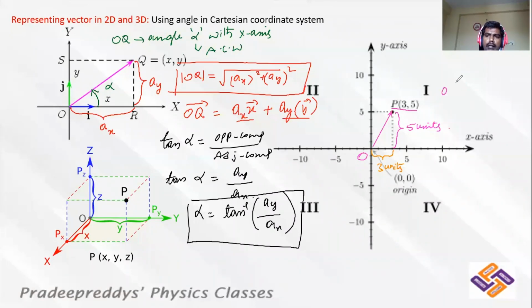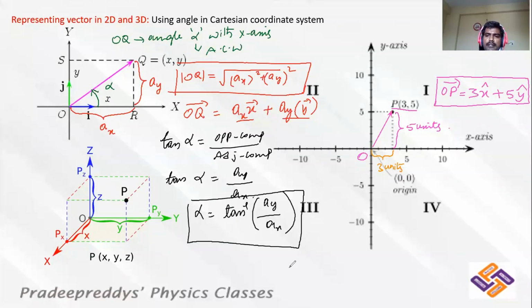Now, how do you represent OP bar? OP bar is equal to, along the x-axis it is making 3 units, and this is in which direction? X. 3x plus, along the y direction how many units? 5. And this is in which direction? Y. So it is 3x cap plus 5y cap that gives you the vector OP bar. Right, that is fair. We have got a vector representation.